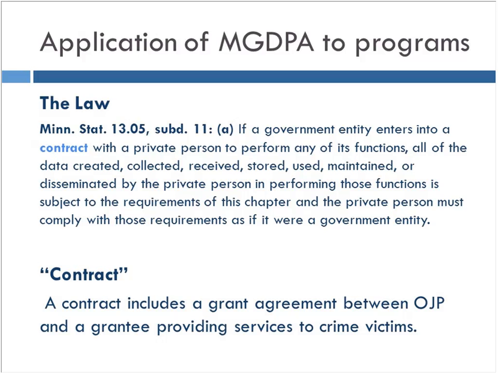So even though it says private person, we're talking about outside entities that are contracting with state government or city government. So a contract could include a grant agreement. That's an agreement between, for example, Office of Justice Programs and a grantee. That's a contract. That's an agreement saying you promised to do this in return for getting the money from OJP. So all of you grantees are under a contract and must comply with this law.